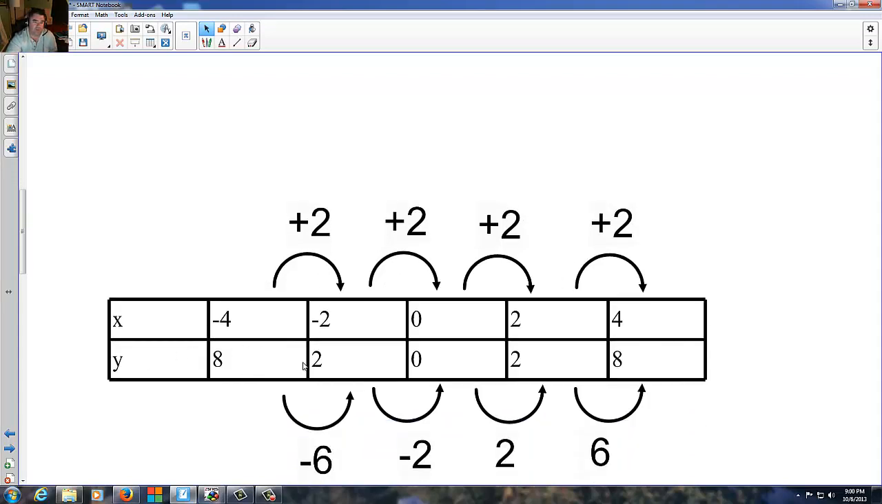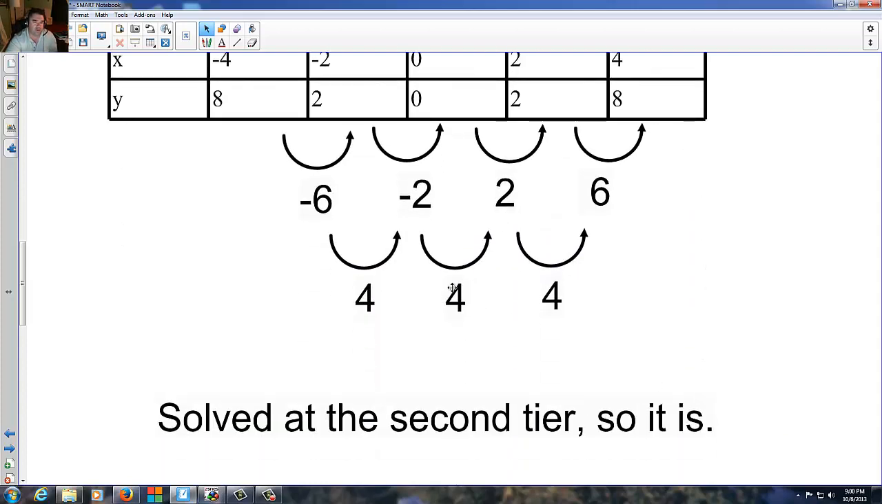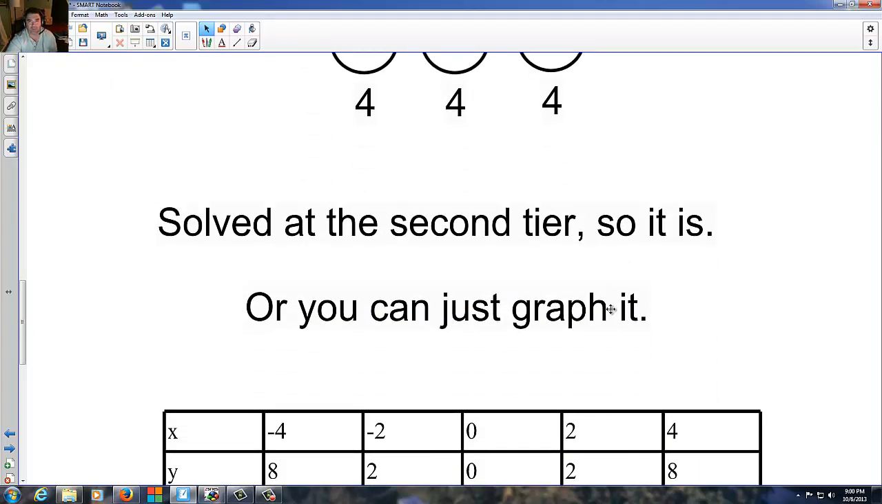Now notice the y value, however, I go from 8 to 2, which is negative 6, 2 to 0, which is negative 2, 0 to 2, which is 2, 2 to 8 is 6, clearly not the same. So it's not first tier, which means it's not a straight line. But if I look closer between negative 6 and negative 2, 2 and positive 2, negative 2 and positive 2, and 2 and 6, I will notice that they increase by 4 every time. So as a second tier, it does work. Therefore, it is a parabola.